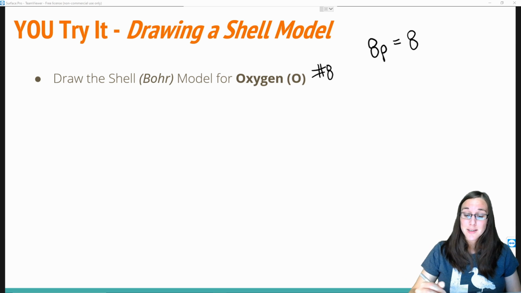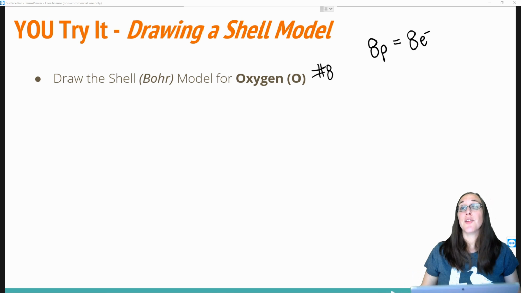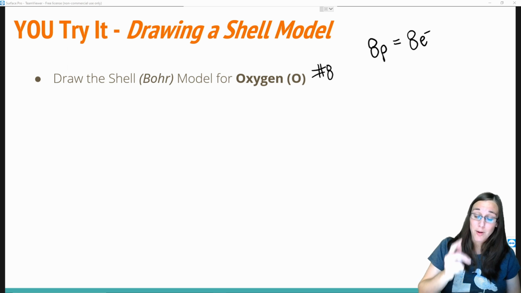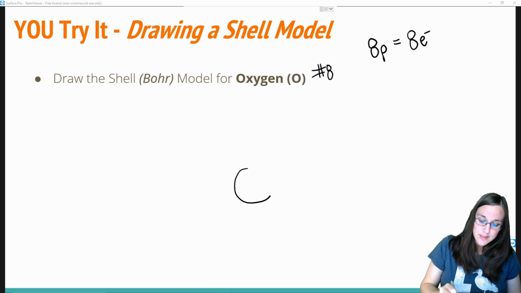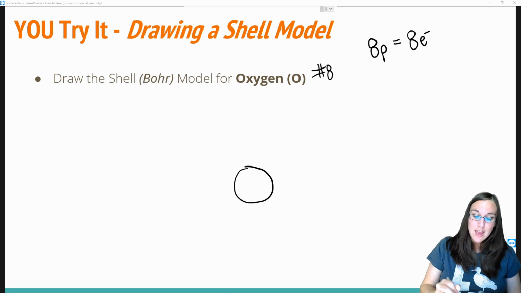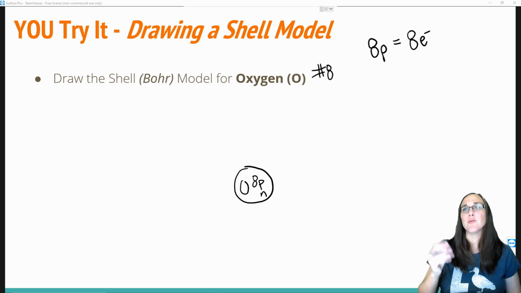We have an atomic number of 8, so that means we have 8 protons, and in a neutral atom of oxygen, that means we also have 8 electrons. So we're going to need to fill in 8. Let's start with our nucleus. That's our little circle. And we have an element symbol of O with 8p and a certain number of neutrons. We don't know. We don't care right now. You can calculate it though if you want to.